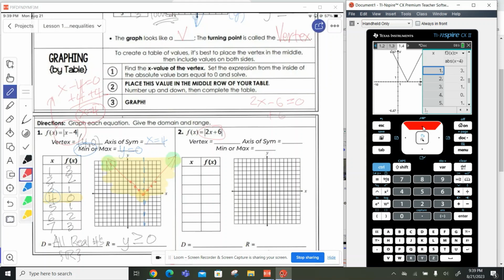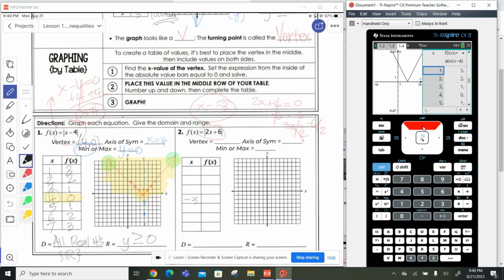Oh wait, let me make a correction here. It's not minus, but it's plus. So 2x plus 6 equals 0. So minus 6 here, minus 6 here, cancel. Then now you have 2x equals negative 6. Then divide both sides by 2. x equals negative 3. Okay, so that negative 3 goes in the middle of our table.